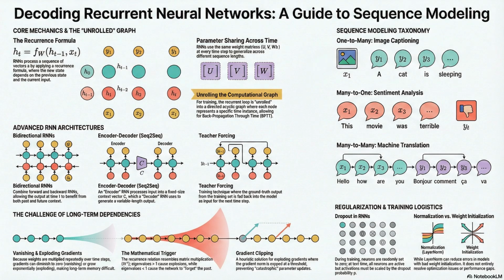Yeah. That constant compression and overwriting means the influence of early inputs just decays really fast. It's the short-term memory problem, and it's what directly led to more complex models like LSTMs and GRUs, which we can get into. But for now, let's just watch this basic mechanism work.